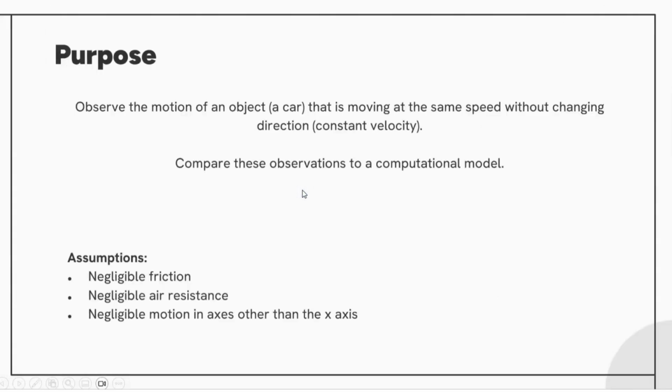The purpose of this experiment is to observe the motion of an object, or in this case a car, that is moving at the same speed without changing direction, or in other words, at a constant velocity, and then we'll compare those observations to a computational model.